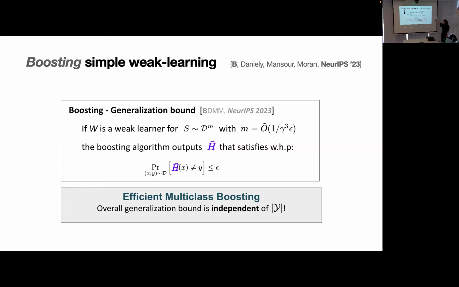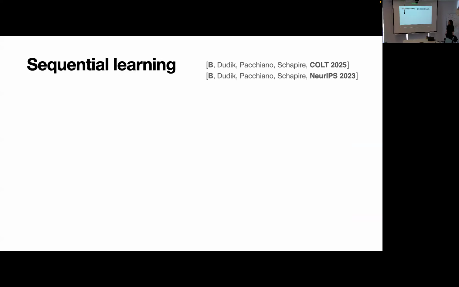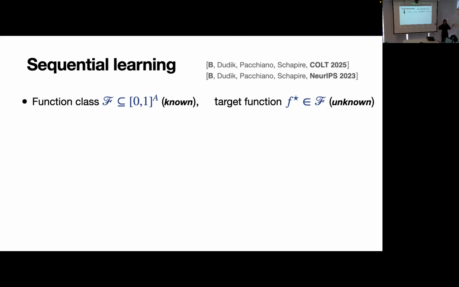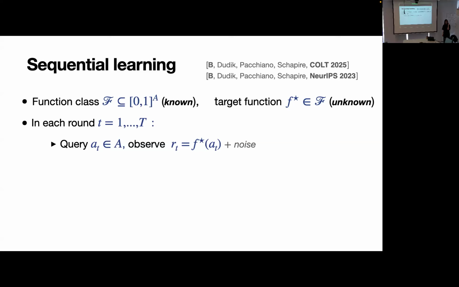So this setting is very related. I'm not going to define that formally. I want to define a slightly more general setting. These are works with Dudik, Pacchiano, and Shapiro. Here's the setting. We have a function class F that is known to the algorithm, mapping a set of arms A, think of these as slot machines, into the continuous interval 0, 1. This is the reward. So now we're in the continuous world, and I have a target function f star in the class, and that's unknown to the algorithm. The protocol has T rounds. In each round, the algorithm can query one arm, pull one arm of the slot machine, A_t, and then observe the reward, which is f star of A_t, maybe plus some noise.